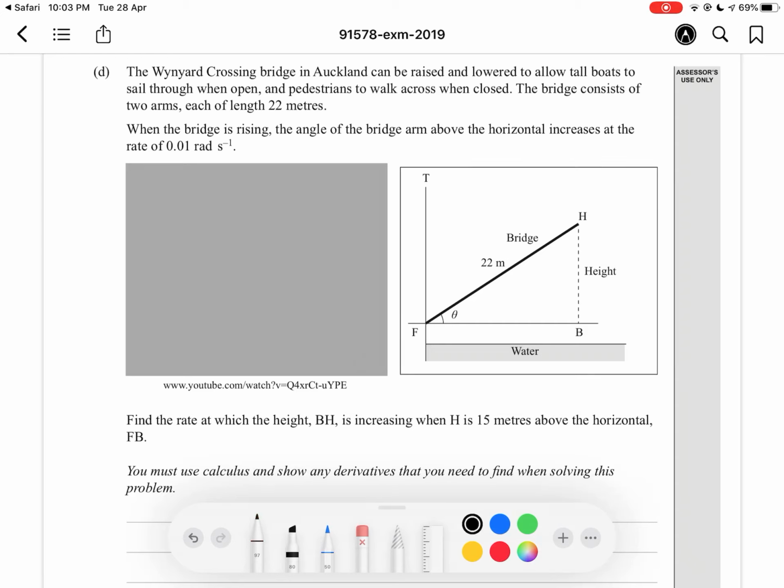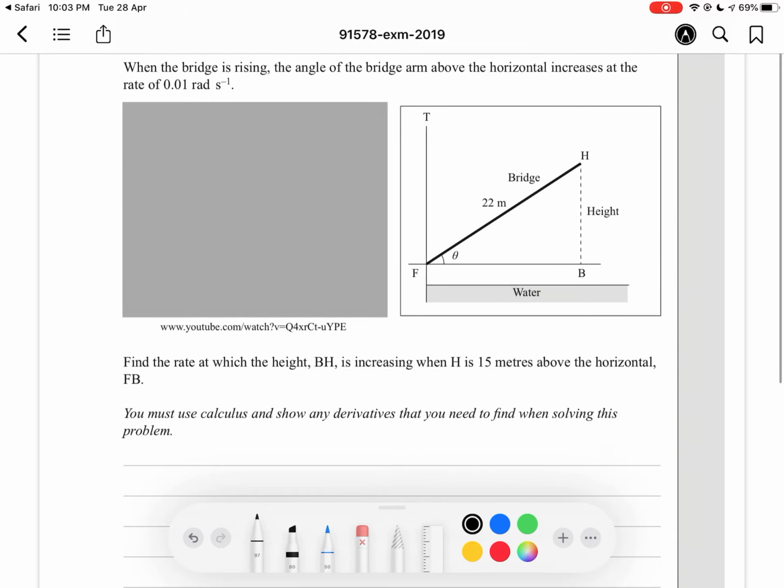So D, the Wynyard Crossing Bridge in Auckland can be raised and lowered to allow tall boats to sail through when open and pedestrians to walk across when closed. The bridge consists of 2 arms, each of length 22 meters. When the bridge is rising, the angle of the bridge arm above the horizontal increases at the rate of 0.01 radians per second. Find the rate at which the height BH is increasing when h is 15 meters above the horizontal FB.